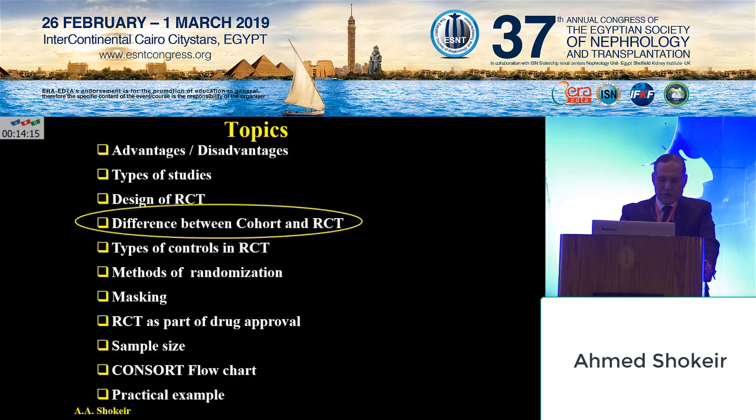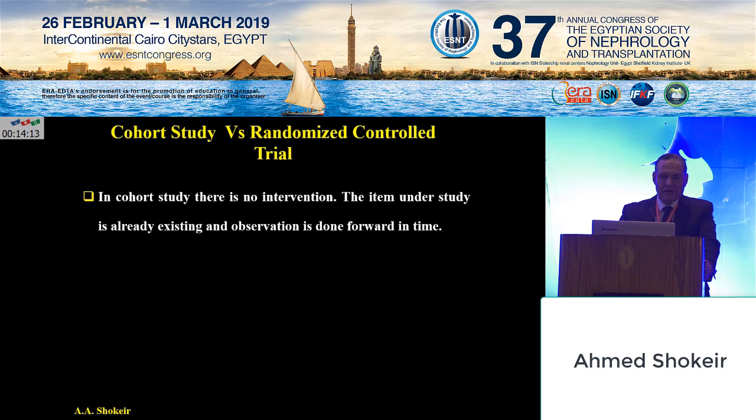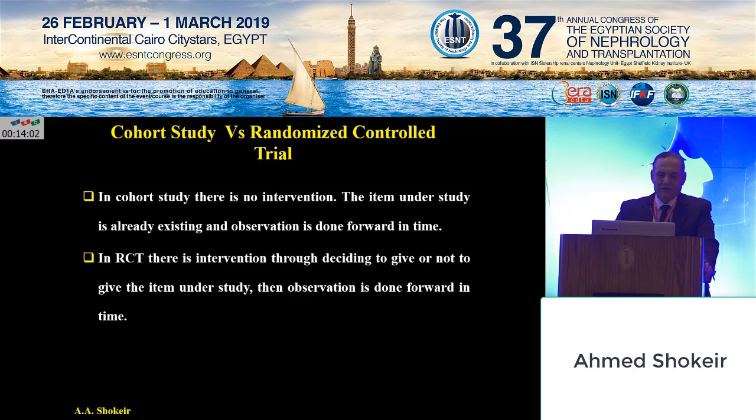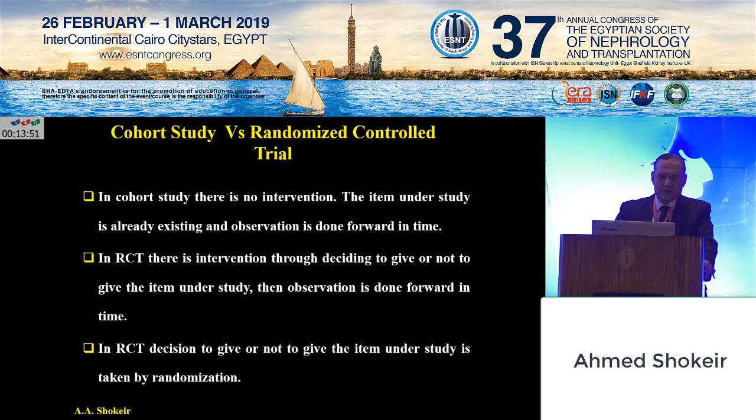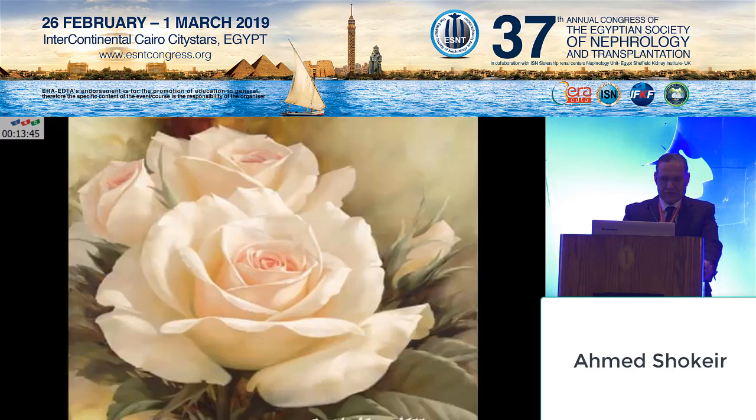What is the difference between cohort and randomized controlled trial? In a cohort study, there is no intervention, as the item under study is already existing and observation is done forward in time. While in a randomized controlled trial, there is intervention through deciding to give or not to give the item under study, then observation is done forward in time. In a randomized controlled trial, the decision to give or not to give the item under study is done by randomization.